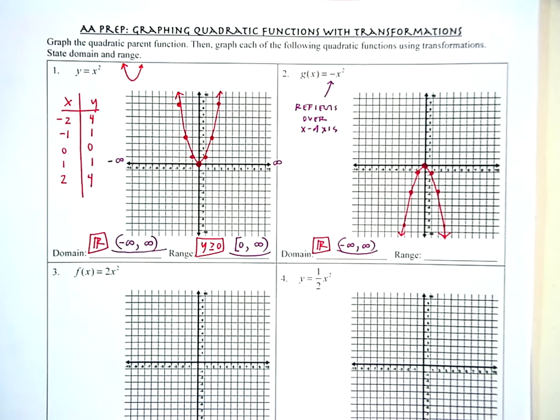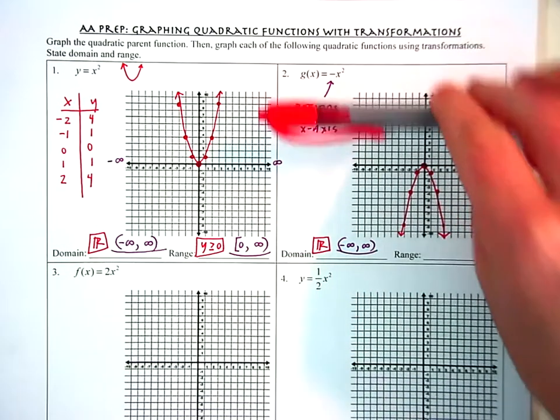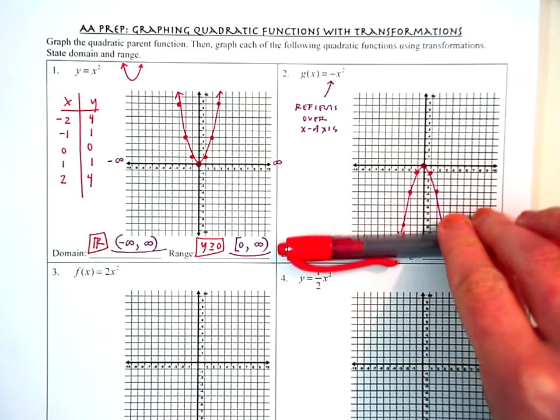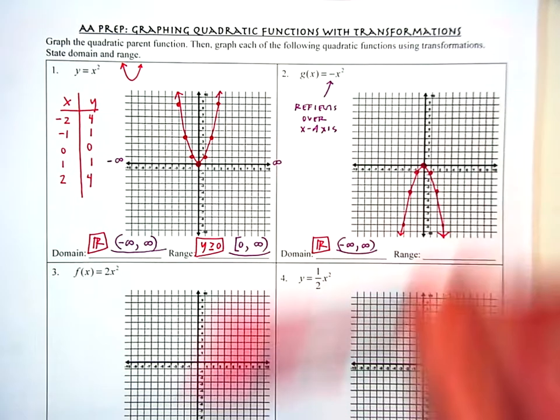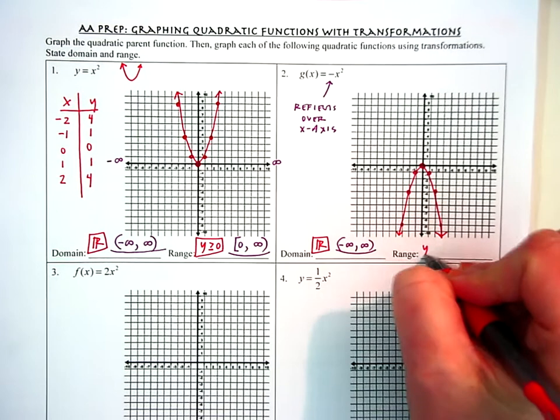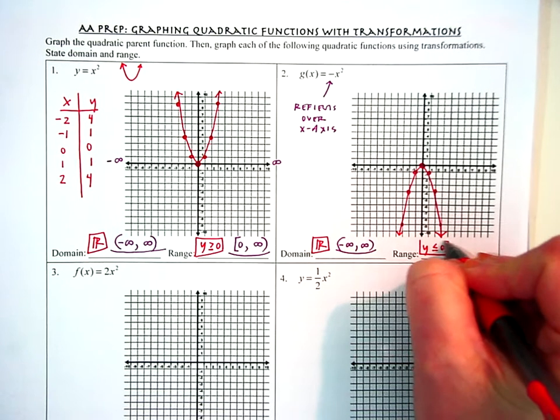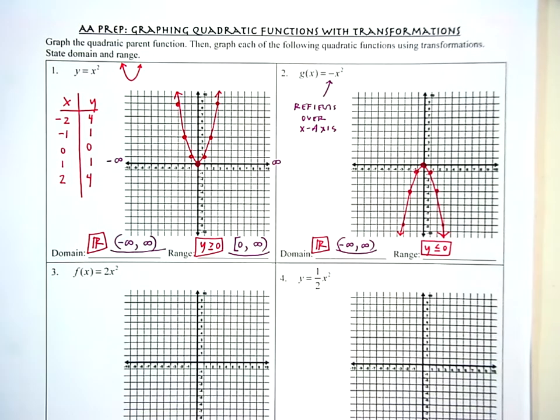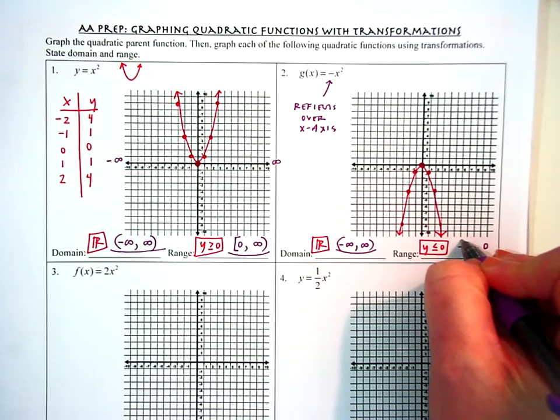My range, what can y be? Well, I'm reading it bottom up, so it could be negative infinity up until I get to 0 as the maximum value that y can take. So I can say that y is less than or equal to 0. I could use that notation. Or in interval notation, I can say from negative infinity up to 0.